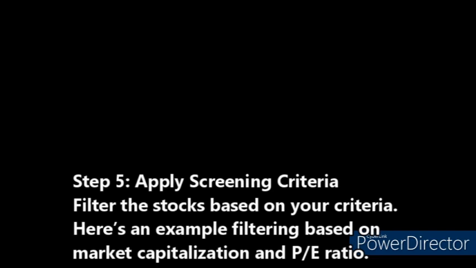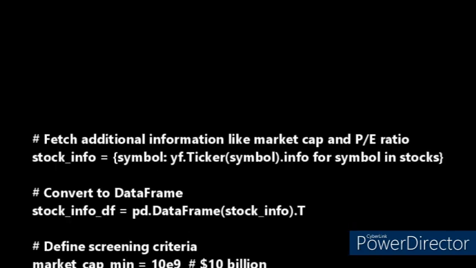Step 5, applying screening criteria. Filter the stocks based on your criteria. Here is an example, filtering based on market capitalization and PE ratio. Hash. Fetch additional information like market cap and PE ratio. stock_info = {symbol: yf.Ticker(symbol).info for symbol in stocks}. Hash. Convert to data frame. stock_info_df = pd.DataFrame(stock_info).T.